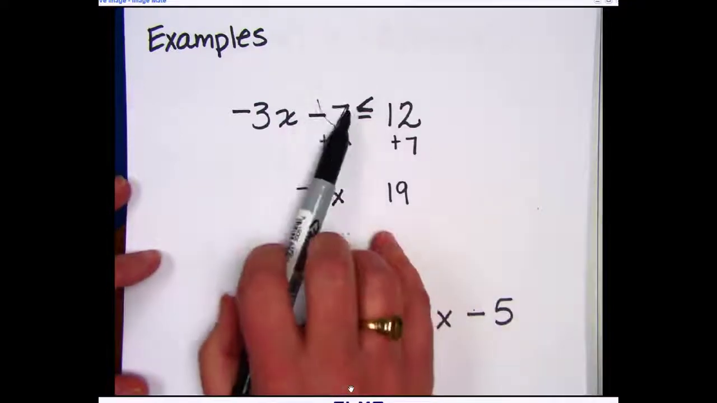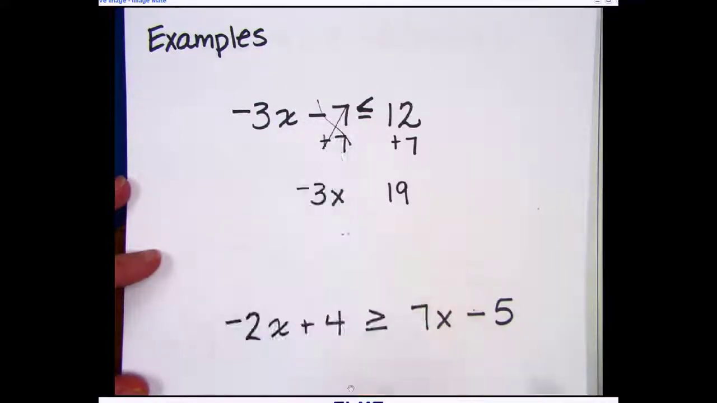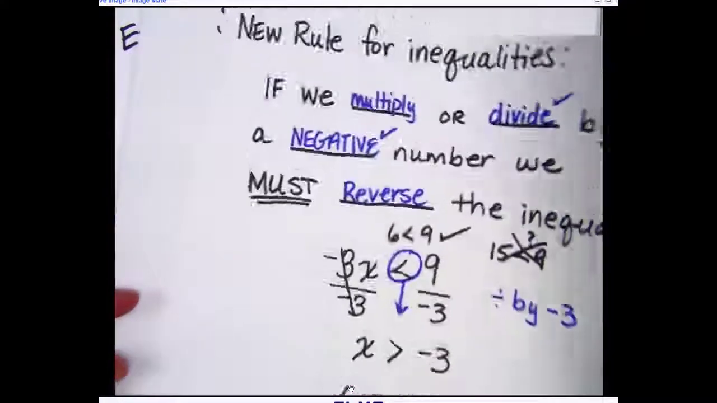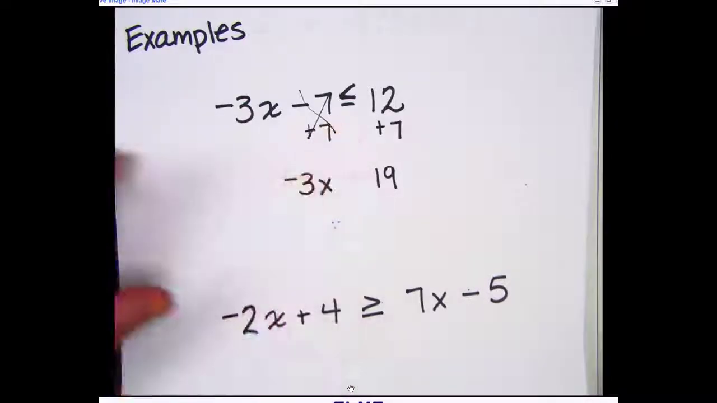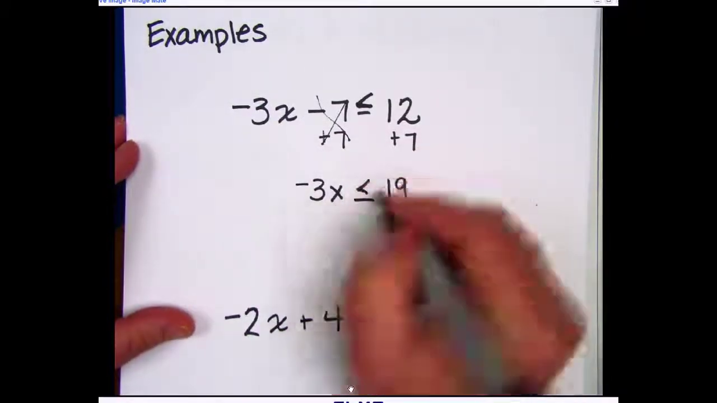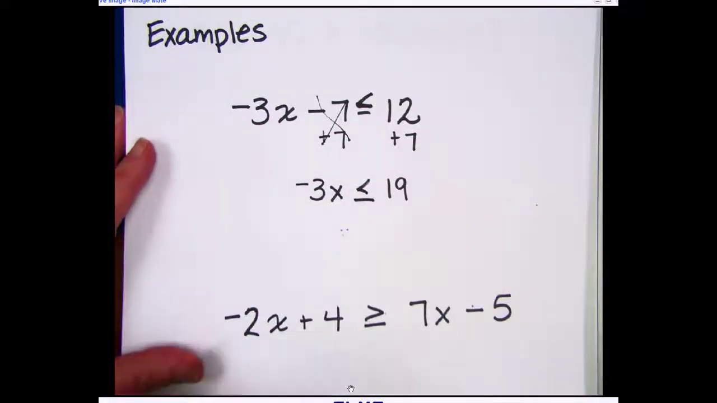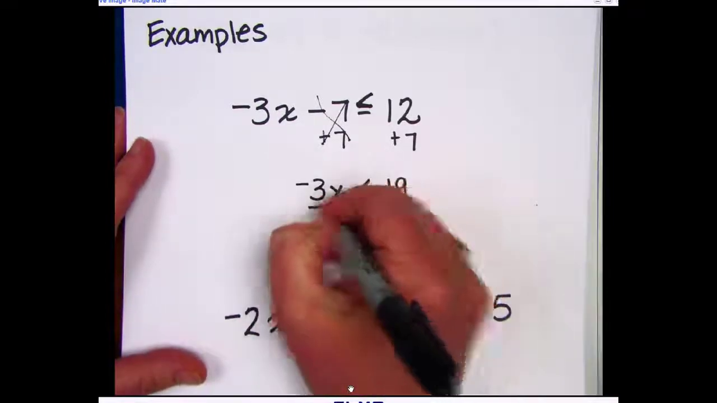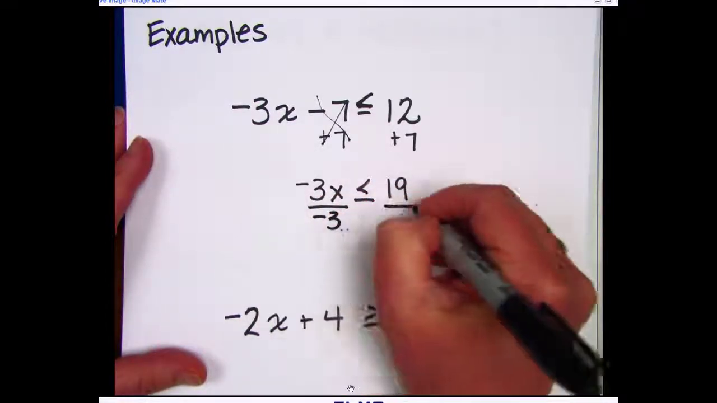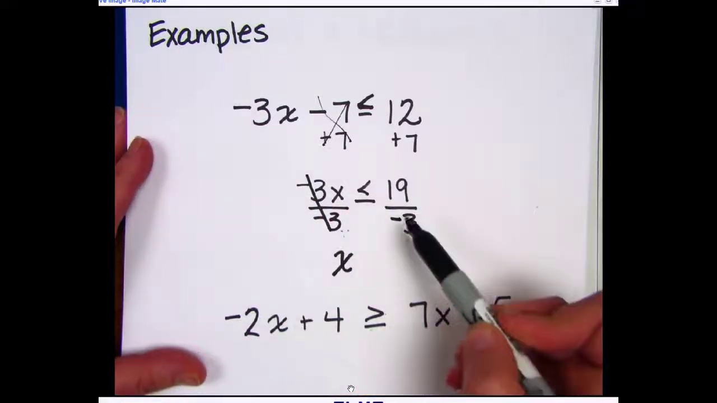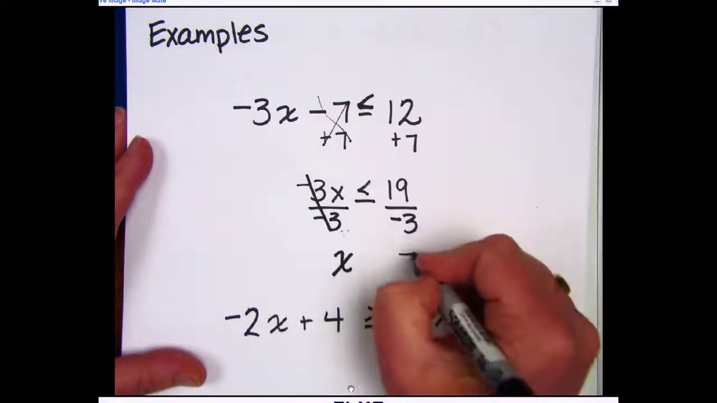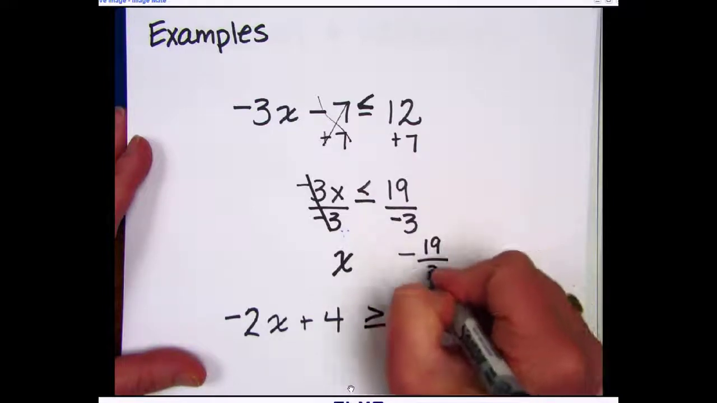All right, so do I need to reverse my inequality? Did I multiply or divide? No, I did not. I don't have to worry about it being a positive number because I'm adding. All right, so my inequality is going to stay where it is. Now, to get rid of the minus 3, I'm going to have to divide each side by minus 3. These cancel, leaving me x. 19 over negative 3 is just negative 19 over 3.